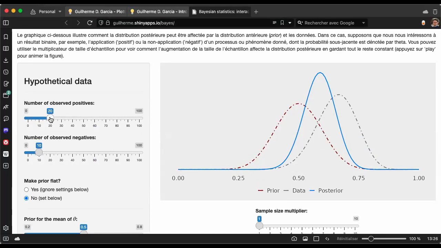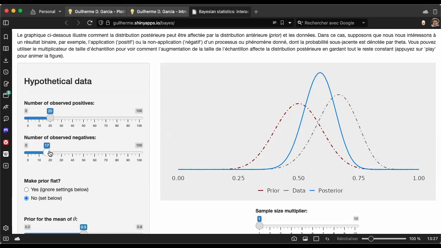Now, if I collected, this is 0.5, of course, the observed data, the conclusion, sorry. So here I collected 30 data points, 20 positives and 10 negatives. So it's 2 to 1, right?